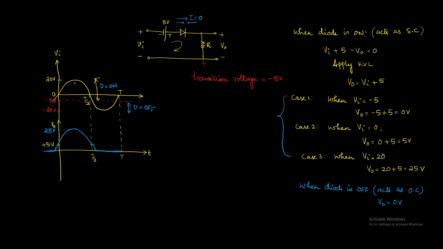So this was the region when the diode was on, and this was the region when the diode is off. And you can see this is the major portion that has been replicated at the output side, whereas this portion has been clipped off completely. So this is how you can clip at a desired voltage, and the desired voltage in this particular case has been a transition voltage equal to minus 5 volt.